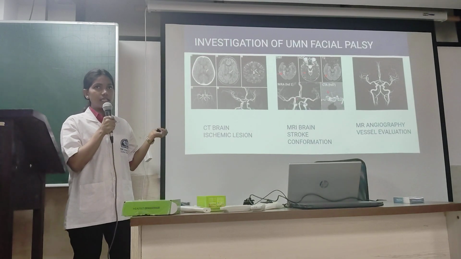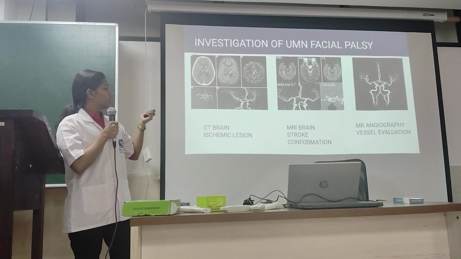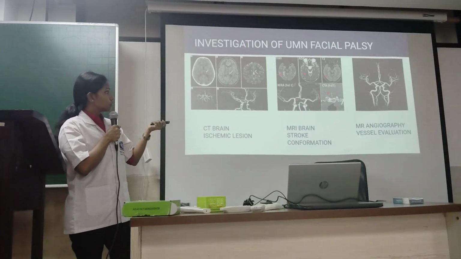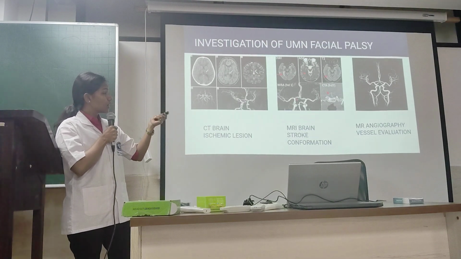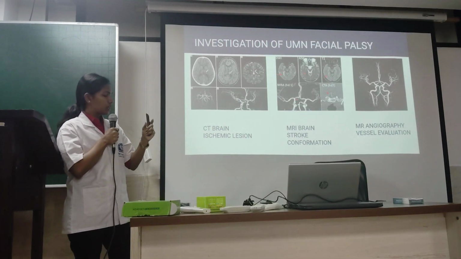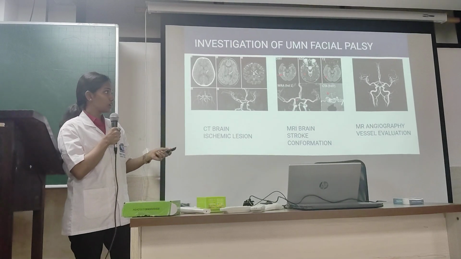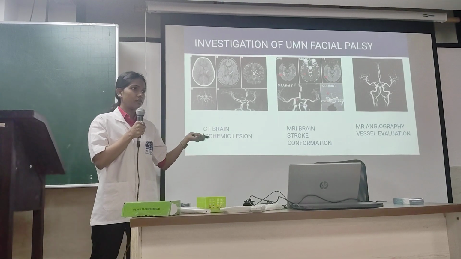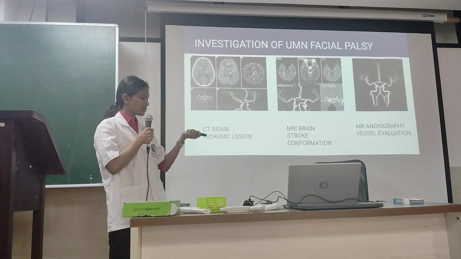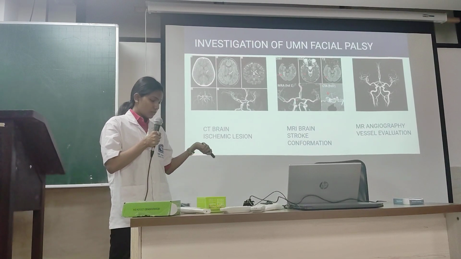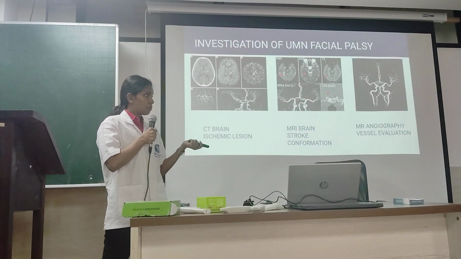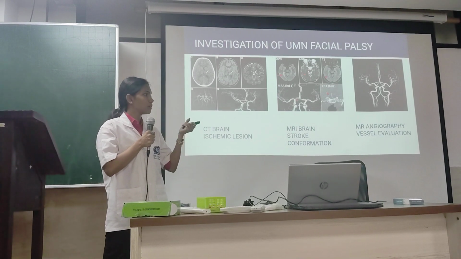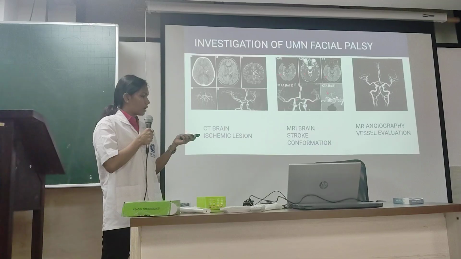In CT scan, we found structural lesion in the brain. In MRI, we found reduced frontal cortical motor areas, and in MR angiography, which is for blood vessels, we detect clotting, aneurysm, and blockage.